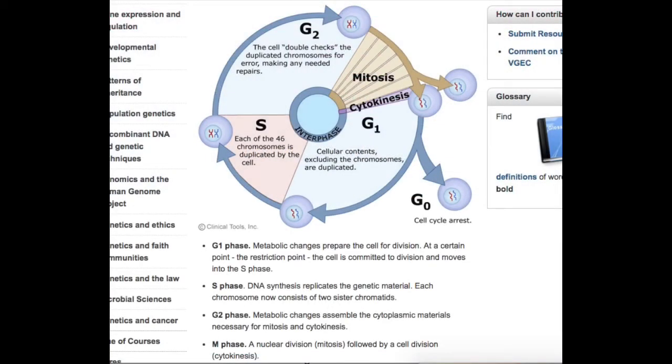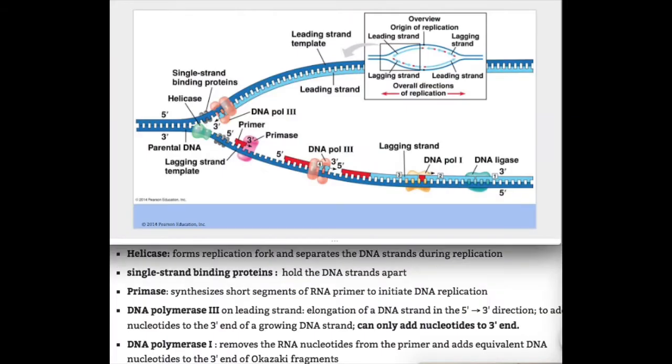So during mitosis or meiosis, which is cell division, the cell goes through something called the cell cycle. So this part right here with checkpoints G1, S, and G2, that's interphase. And the one I want to focus on is the S phase, where DNA synthesis replicates the genetic material. And this is when the single chromatid becomes two sister chromatids.